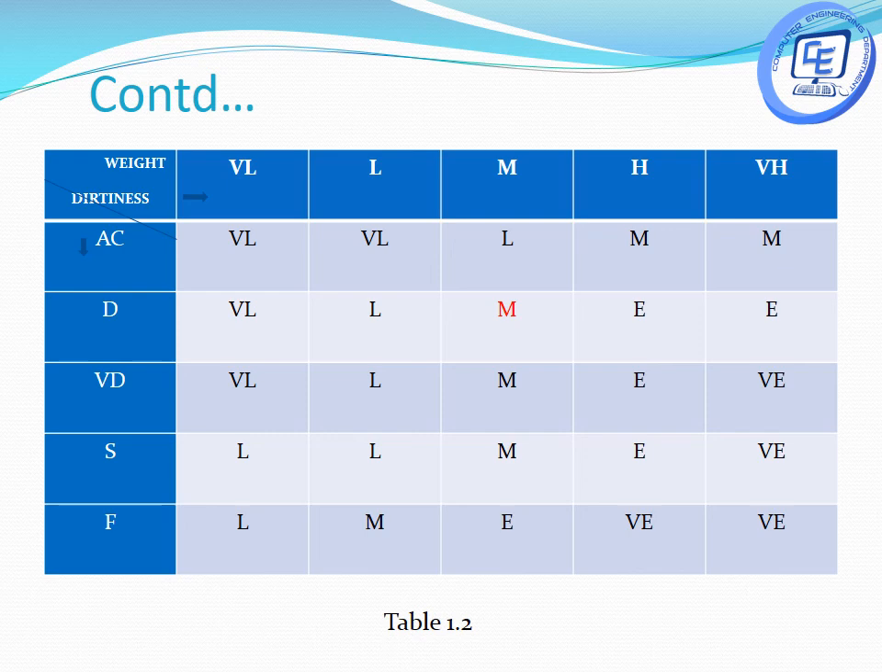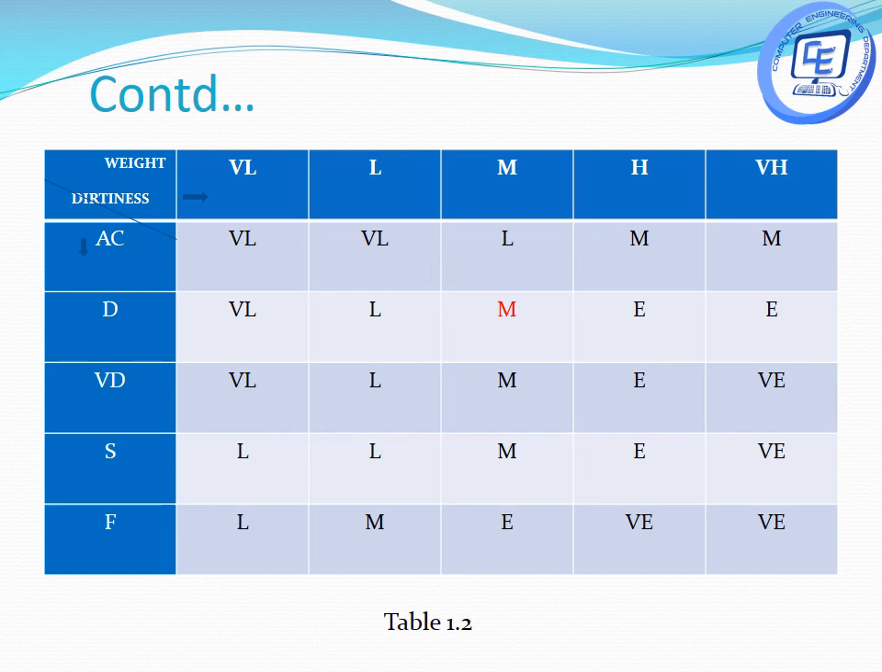So logically we can put, say for example, first input row and first input column is AC, that is almost clean and very light. So for almost clean clothes and very low amount of the weight, we will require detergent very low. So logically we have written very low. Say for example in the last cell, that is last row and last column, filthy clothes and very heavy weight, we will require very extreme amount of the detergent. Hence we have written VE, that is very extreme. Likewise we have to fill all the 25 cells logically.